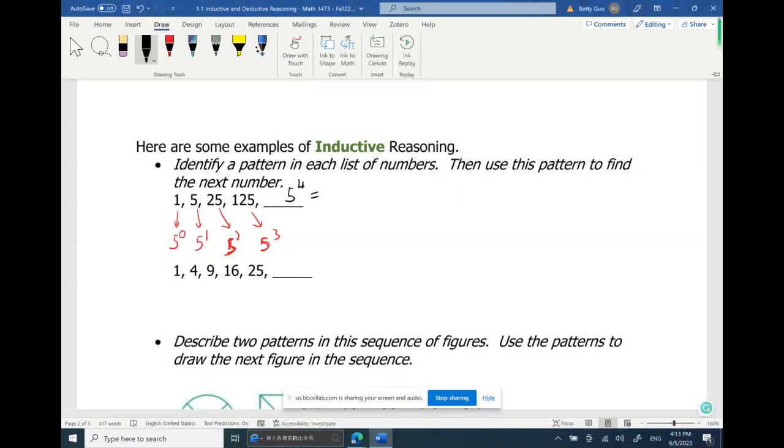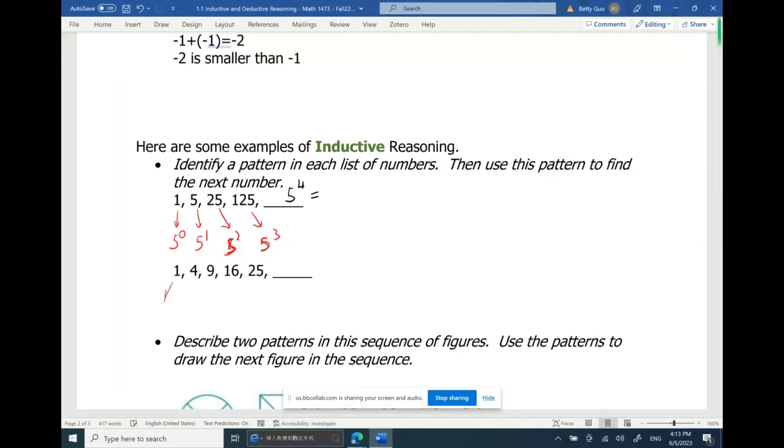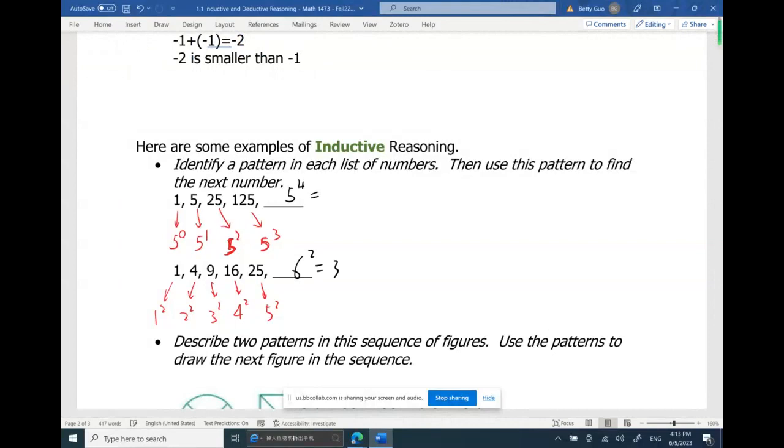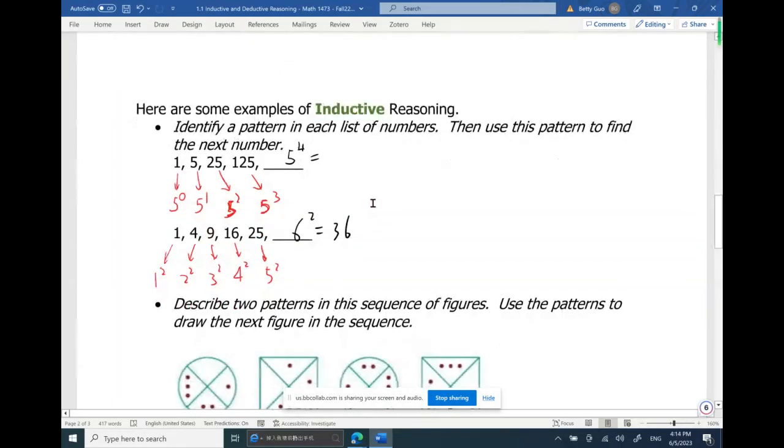To answer this kind of question, you need to have a good feeling about numbers. 1 is 1 squared, 4 is 2 squared, 9 is 3 squared, 16 is 4 squared, 25 is 5 squared. Yes, the given elements are perfect squares. So then we know the next element is going to be 6 squared, which is 36, right? That's how we find the pattern and the rest of the elements in the sequence.